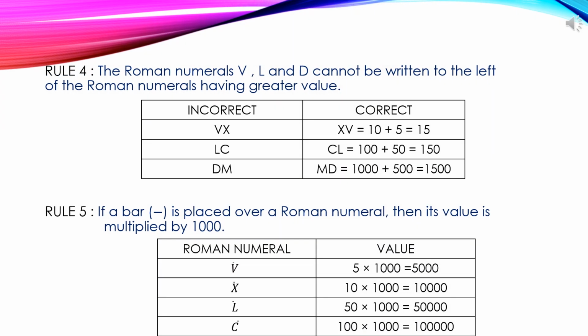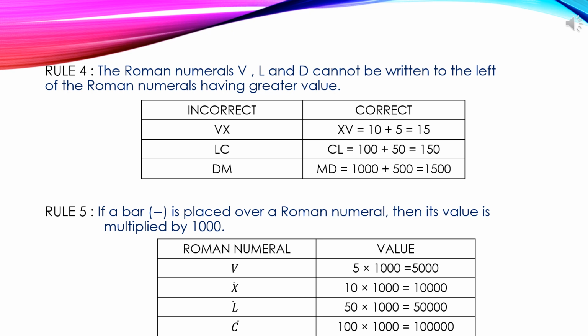Rule 4. The Roman numerals V, L and D cannot be written to the left of Roman numerals having a greater value. That means V, L and D can never be subtracted from the greater value. Now let's understand with the help of this table. There are two columns. One is incorrect, and in the second I have written correct.